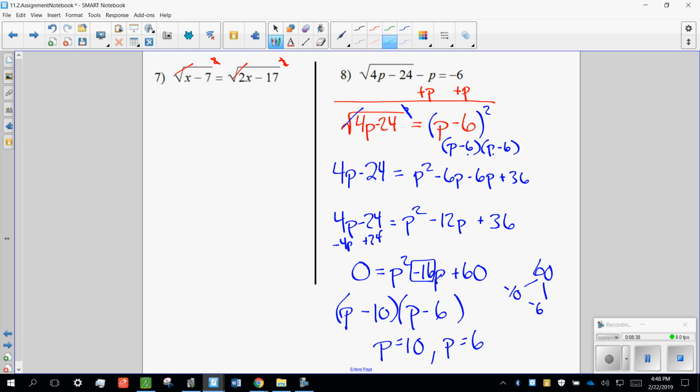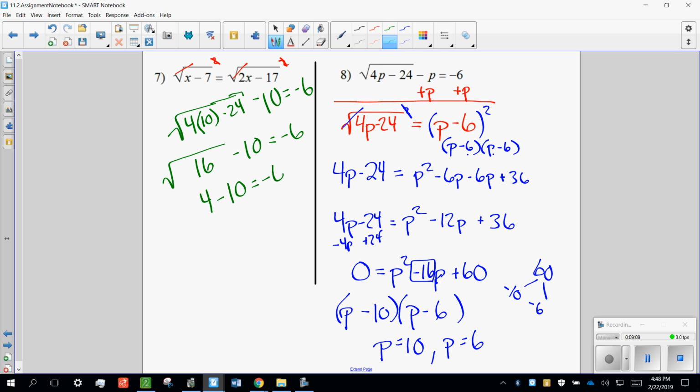Back up here at the top, I'm going to steal some space over here. Let's check our answers. You can do this probably in your head. I'll write it out. So 4P, that's 4 times 10, minus 24, minus 10 equals negative 6. So that would be the square root of 40 minus 24, that's 16, minus 10 equals negative 6. Square root of 16 is 4, minus 10 equals negative 6. It sure does, and so P equals 10 is one of our answers.